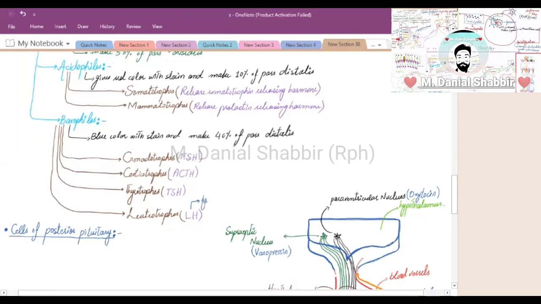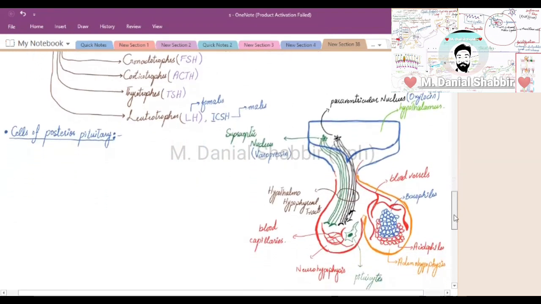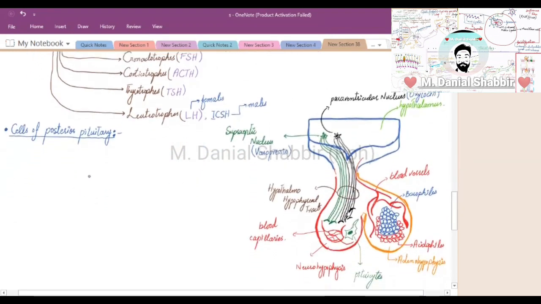ICSH, in case of males, right? So these are the cells of the adenohypophysis, or we can say the anterior pituitary. Now come towards the cells of the posterior pituitary. Okay, now I will write a bit.